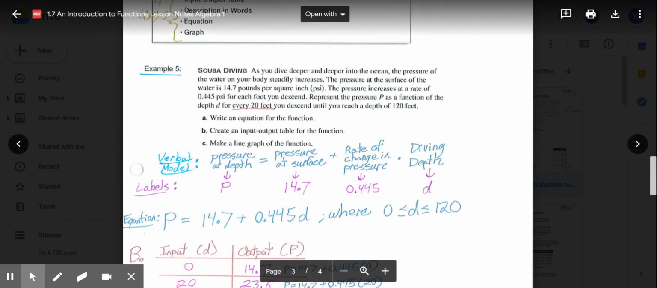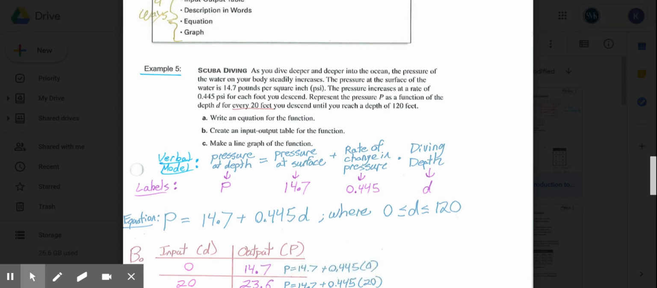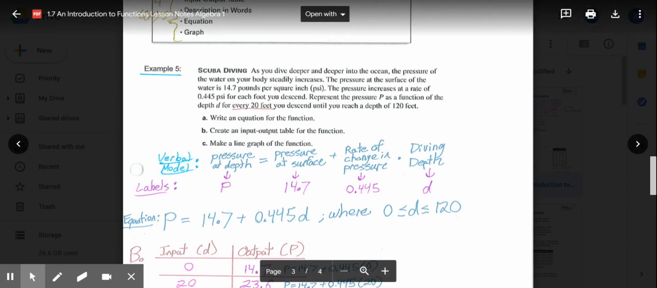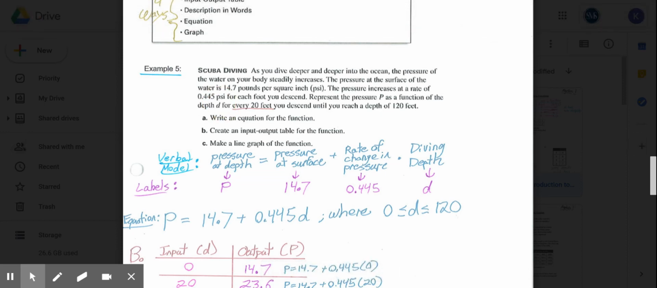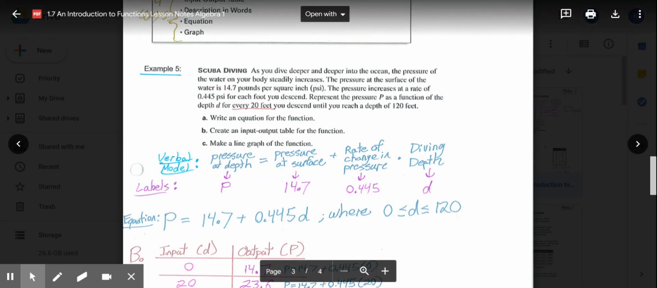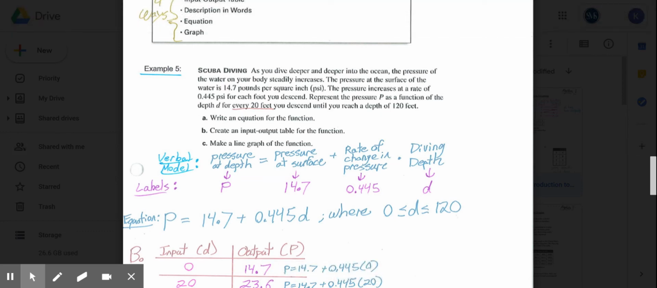So we have our verbal model, and then we can simply translate that to the labels. Pressure at depth was P, our surface pressure was 14.7, our rate of change was 0.445, and our diving depth was the lowercase d from the scenario here. So our equation would be P equals 14.7 plus 0.445 multiplied by d.